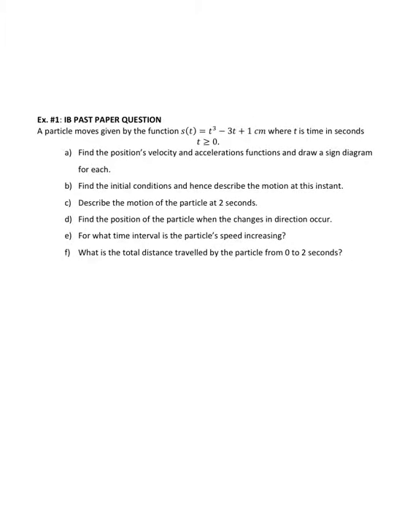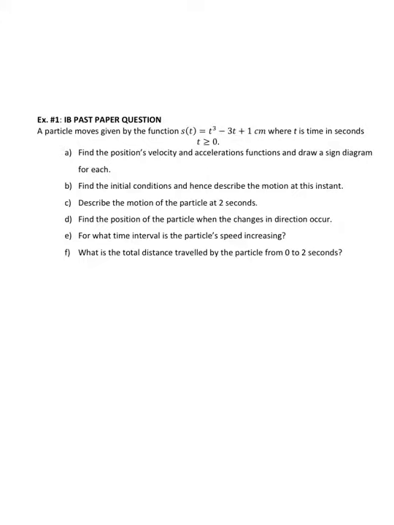It says a particle moves given by the function. So it's modeling the position, s of t equals t cubed minus 3t plus 1 centimeters, where t is time in seconds and t is greater than or equal to 0, obviously, because we don't want to go backwards in time, because we can't. So it says find the position, velocity and acceleration functions and draw a sign diagram for each. Find the initial conditions.